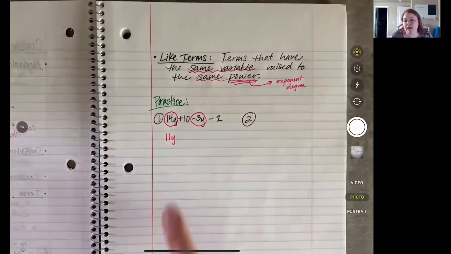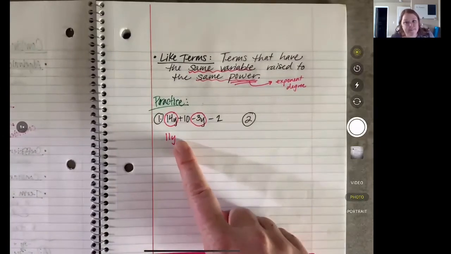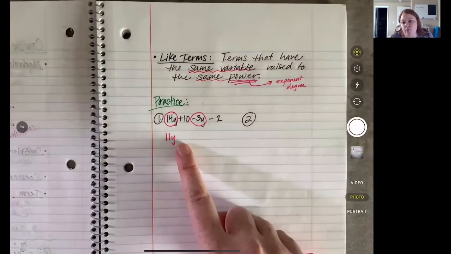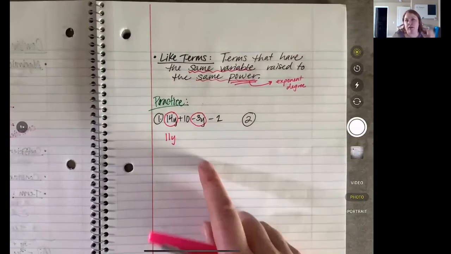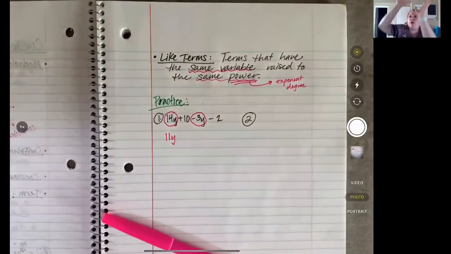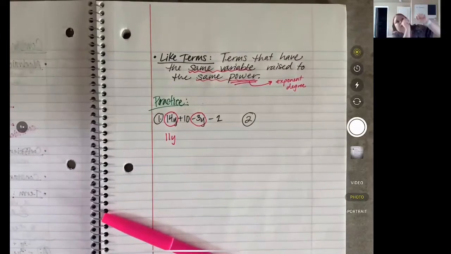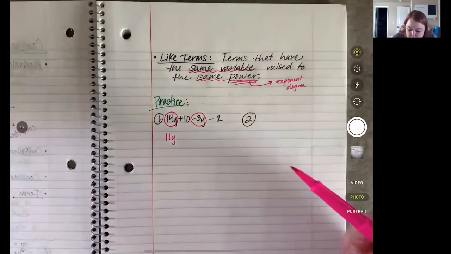Notice how this y did not become y squared. That's because you're not multiplying y with y. You're basically just organizing and putting all your y's together, all your x's together, all your constants together. It's like 14 dogs, take away 3 dogs is just 11 dogs, not 11 dogs squared. That doesn't make sense. Okay, now let's go ahead and look at what's left.